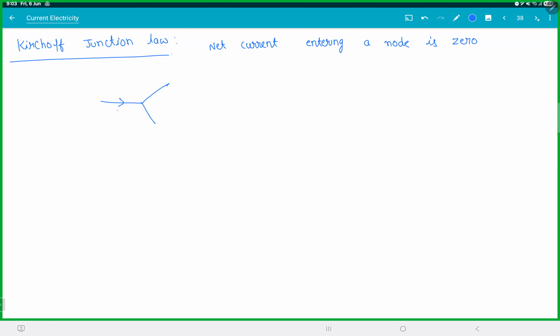Kirchhoff's junction law. Again, same stuff. What we did there in capacitors. There it was charge. Here it is current. So this thing says the net current entering a node is 0. So if you have I1, I2, and I3, I1 plus I2 plus I3 will be 0.